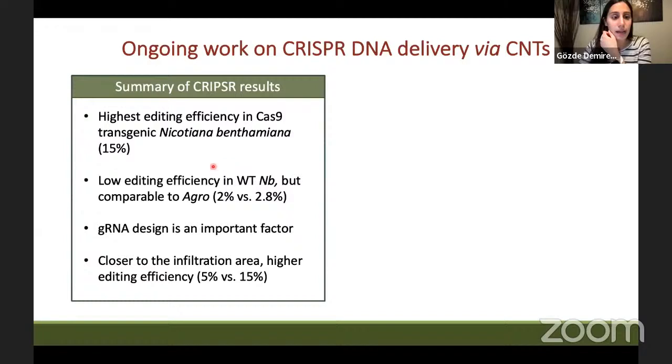So just to summarize, we got the highest editing efficiency in the Cas9 transgenic plant. We had lower editing efficiency in the wild type plants, but comparable between agrobacteria and carbon nanotubes. Guide RNA design is important, but with today's software, it's easy to get optimal guide RNAs designed. And closer to the infiltration area, we have higher editing efficiencies.